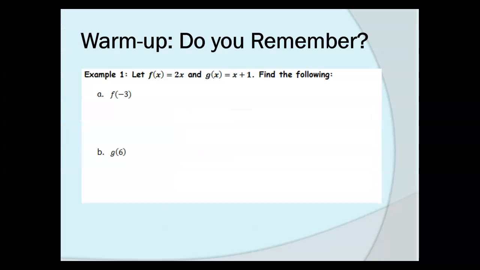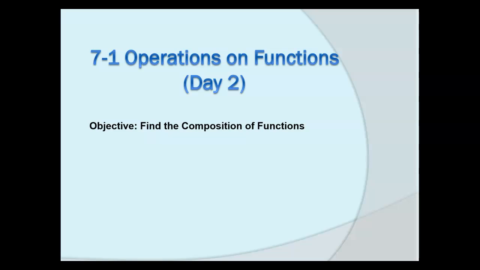So take the number and plug it in. So what is f of negative 3? Negative 6. 2 times negative 3 is negative 6. What is g of 6? Good. So 6 plus 1 gives 7. Now, what we're going to do today is find what happens if you plug those in together.